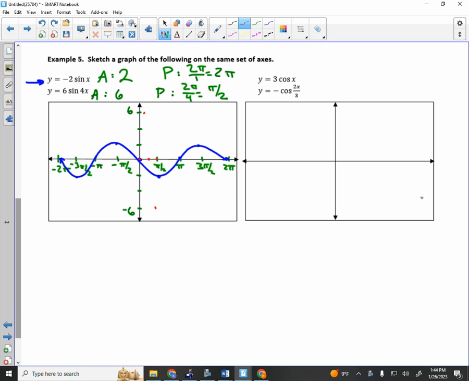Yep, I'm going to draw it out. So I'm going to go up, down, and up. That's one cycle. And I'll do it again.